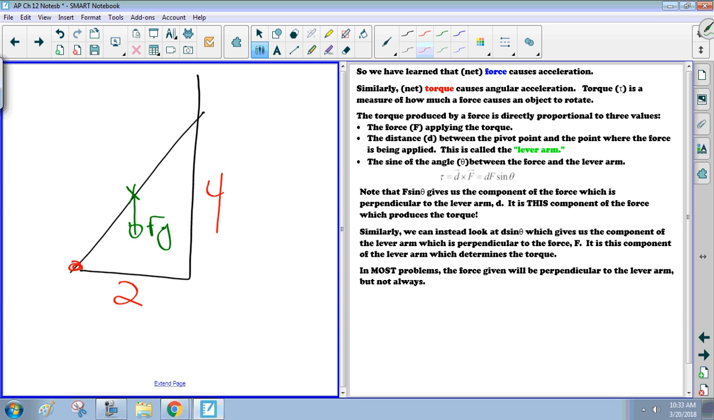I'm going to not say anything. Think for a minute. Suppose we know this force of gravity. How do I find the torque produced by that force of gravity around this pivot point? You can do it in one step. Anybody see it? What's your lever arm?